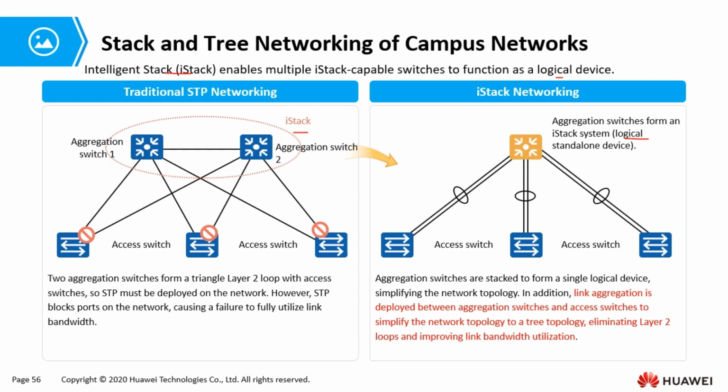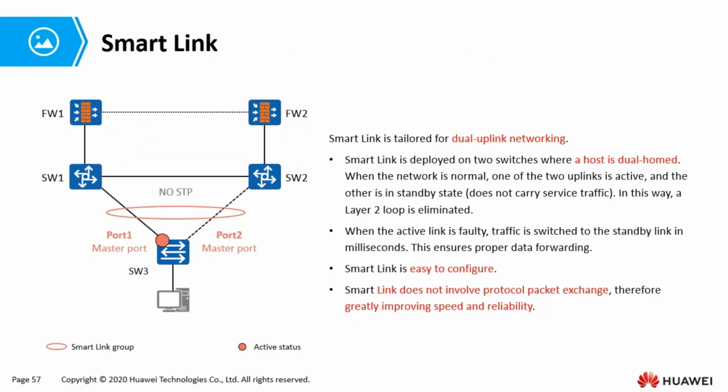So it will also improve forwarding performance by using the Eth Trunks, increase network reliability, and also simplify network management. So these are the advantages if we further use the intelligent stack to manage our campus aggregation switch: to ensure network reliability, to prevent layer 2 loops, and also to improve link bandwidth utilization.